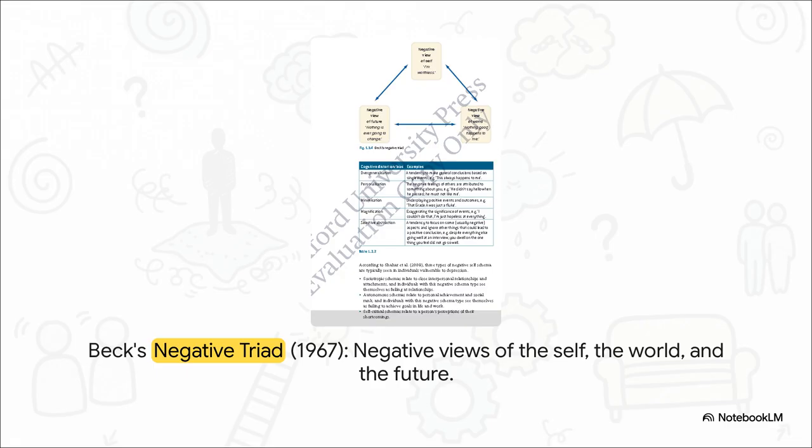First, a negative view of yourself, thinking, I am worthless. Second, a negative view of the world. Nothing good ever happens. And third, a negative view of the future. Things will never get better. Beck believed these negative frameworks, or schemas, often develop in childhood and then get triggered by stressful life events later on, causing the person to see everything through this dark, pessimistic filter.